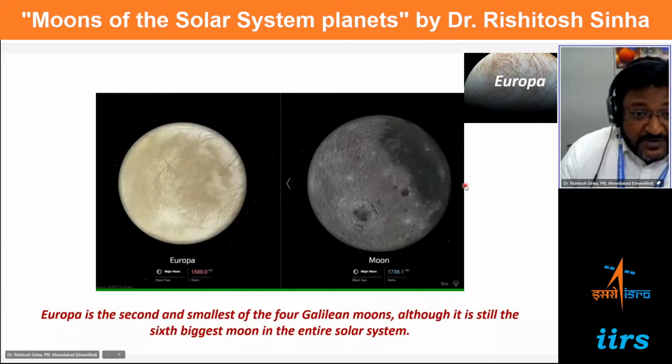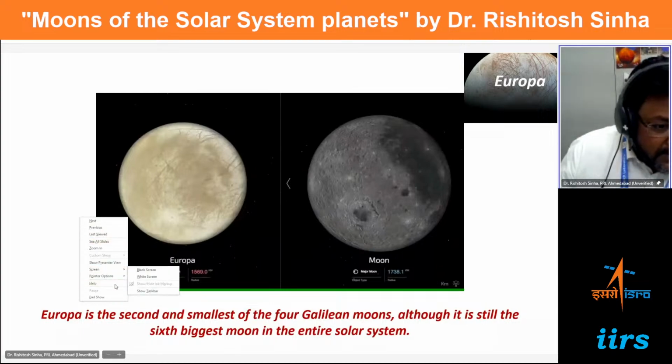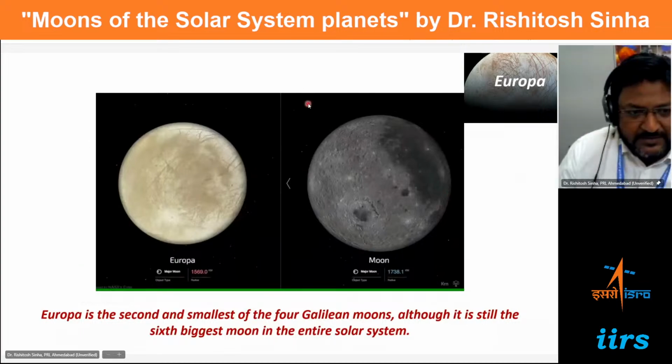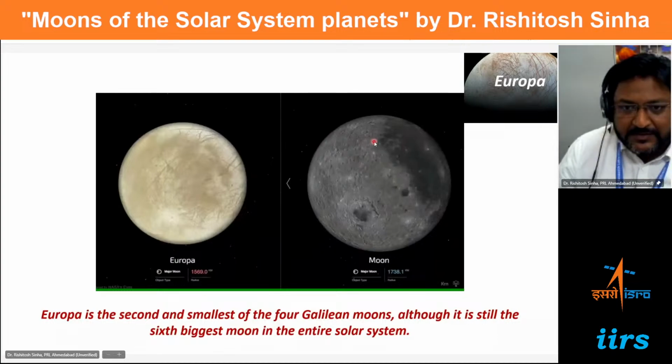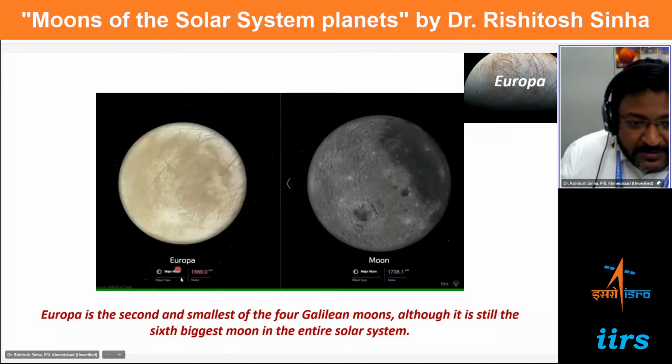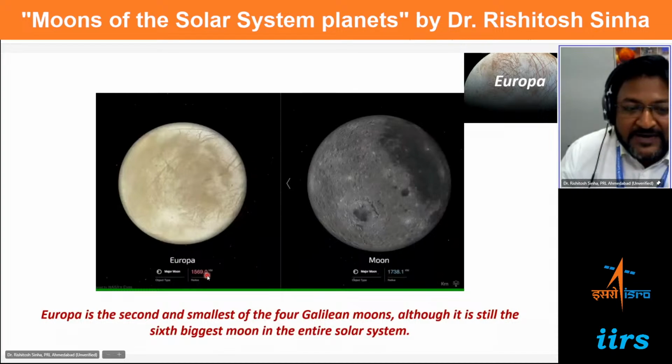The next to Io is Europa. So Europa is another very intriguing moon of the solar system. So you can see the comparison between Europa and Moon. So Europa is not very much smaller than our own moon, but slightly smaller. And it is the second and smallest of the 4 Galilean moons that we have. We have already seen the size comparison.